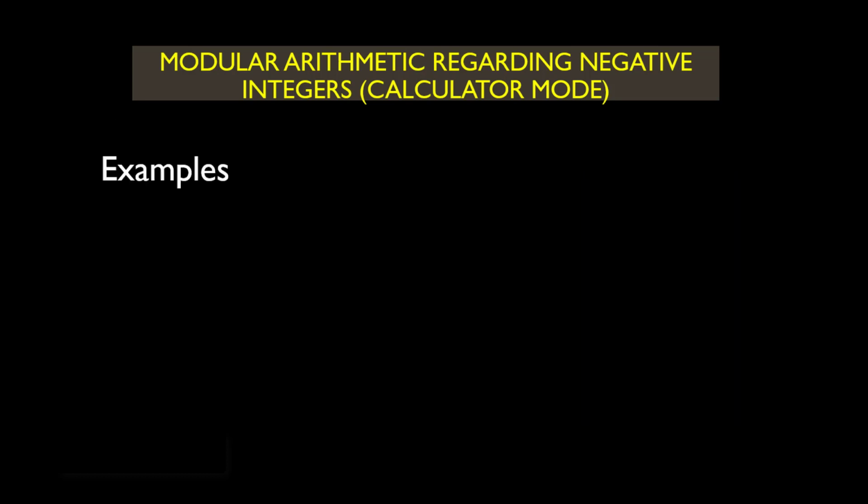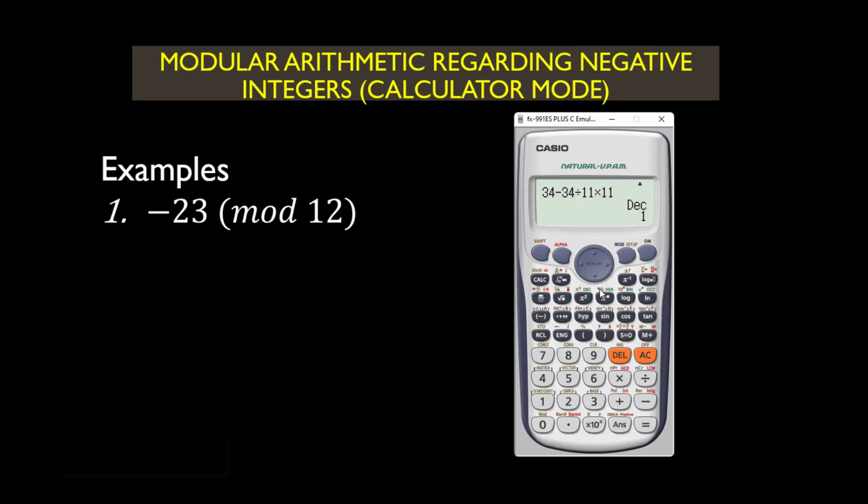Alright. Now let's look at some examples with the use of the calculator when doing modular arithmetic involving negative integers. Number 1, negative 23 in mode 12. What do we do? Let's display our calculator. Let me press the AC key to clear all this. Now you have seen that it is still in the base n mode, so I'll simply have to press the mode key and bring it back to the computational mode.